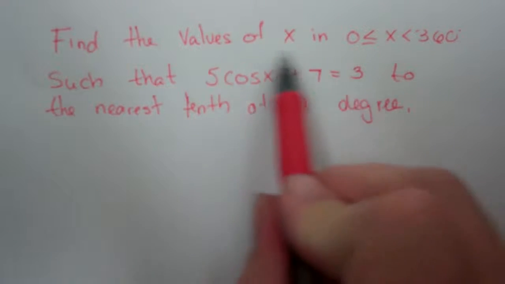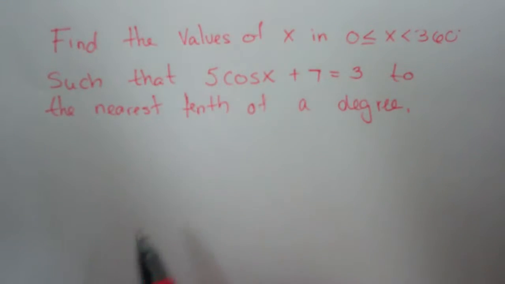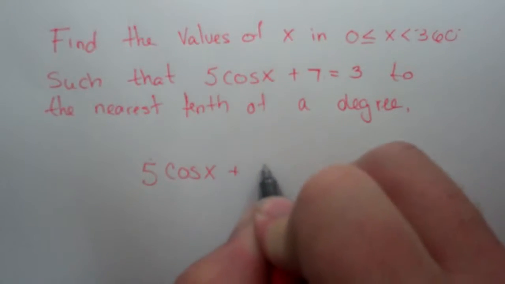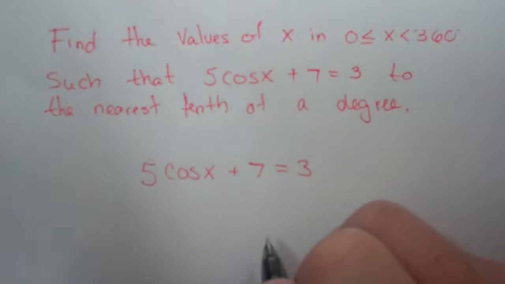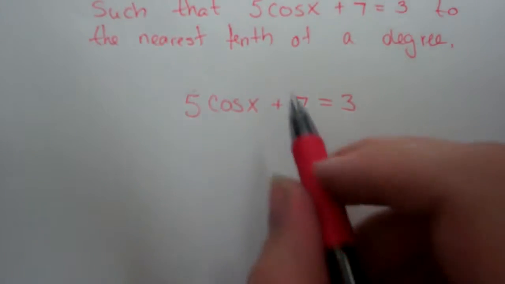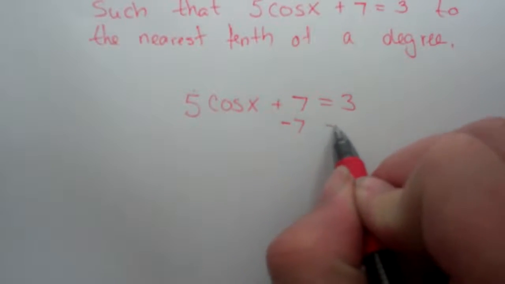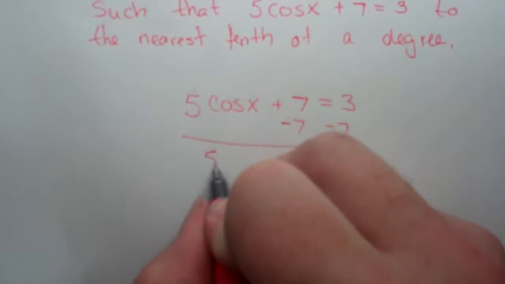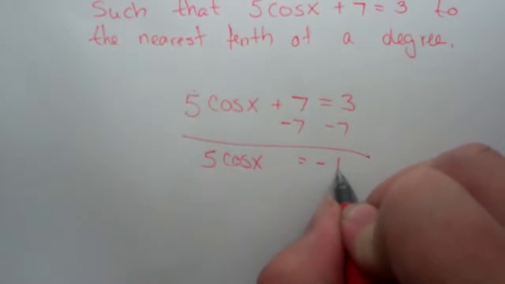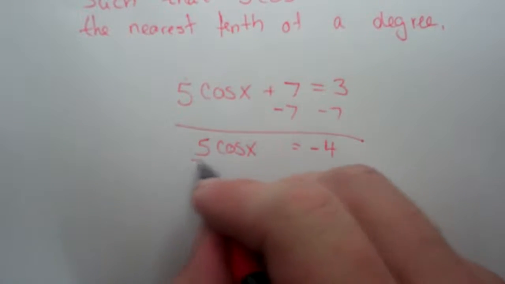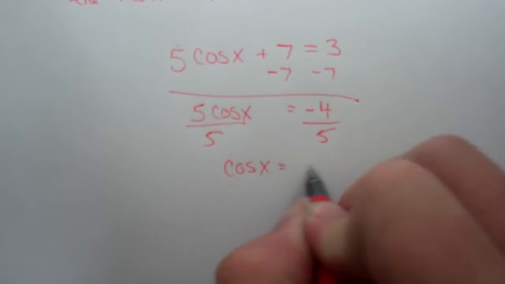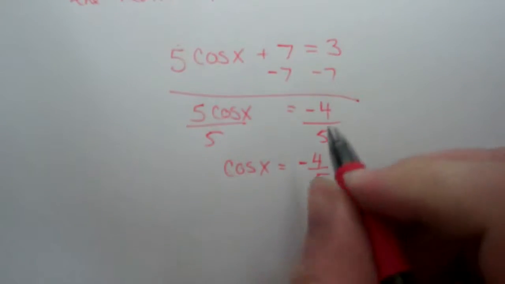Good. So that we have room, I'm going to bring this equation down. So this is 5 times the cosine of x plus 7 is equal to 3. As with any equation, first we isolate the function. So I will subtract 7 from both sides. We get 5 times the cosine of x is equal to 3 minus 7, which is negative 4. Now we'll divide both sides by 5. So we have the cosine of x is equal to negative 4 over 5.